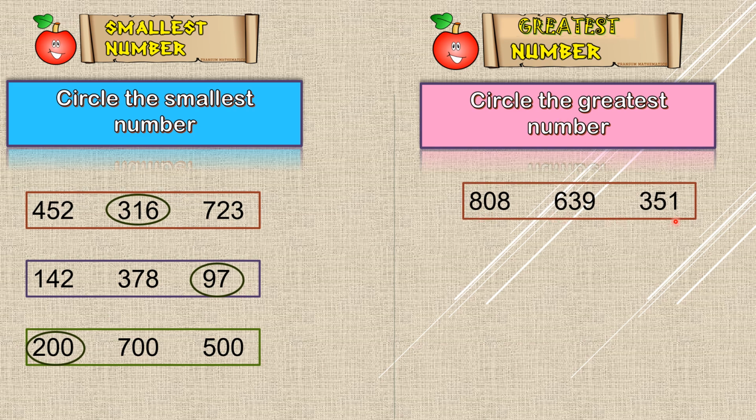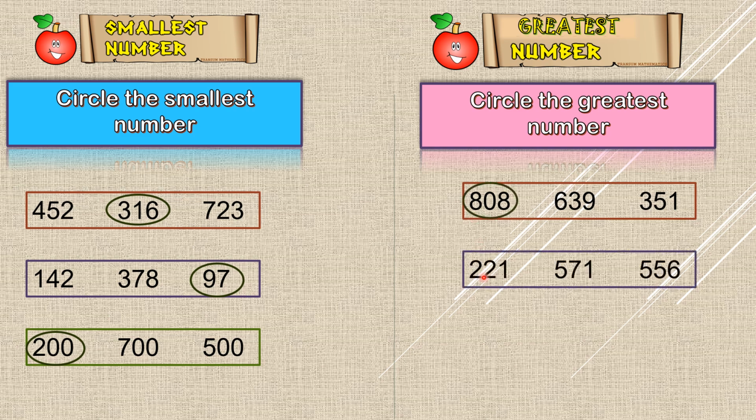3-digit numbers, all three of them. Okay, now let's compare the highest place, hundreds: 8, 6 and 3. Now we want the greatest. So which is bigger one? 8, 6 and 3. 8 is the bigger one, right? So 808 is the greatest number.